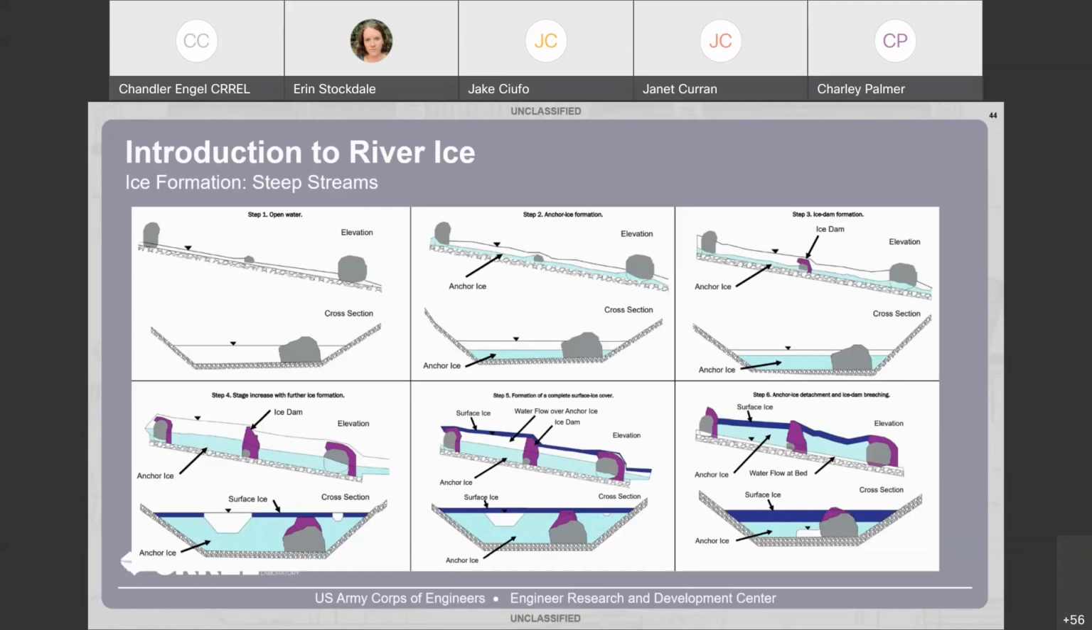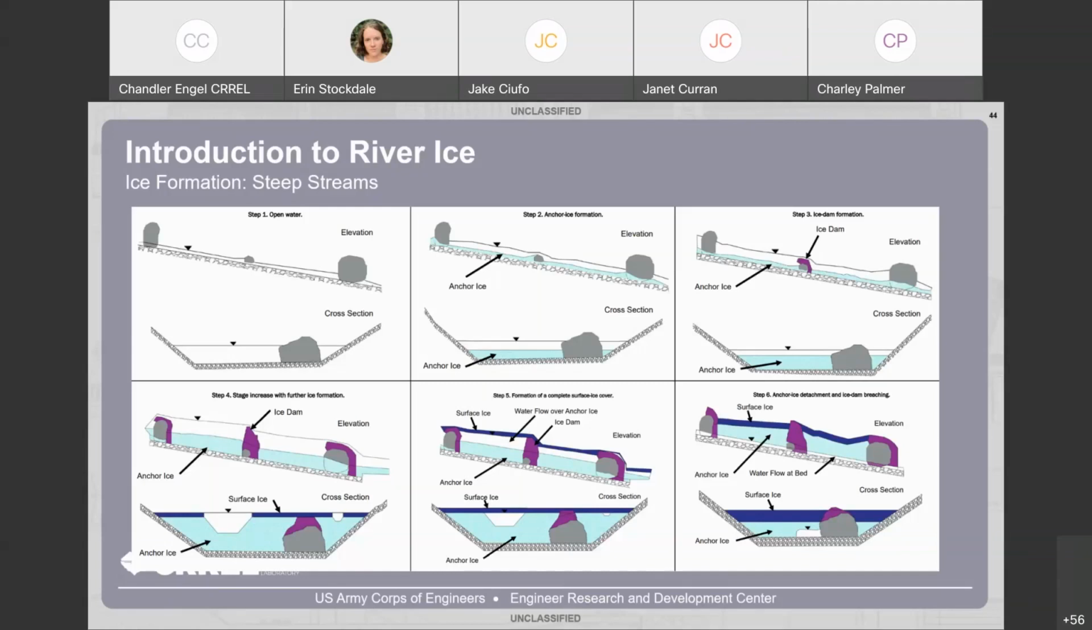Now moving down to the bottom left, in step four, we see that the ice dams grow and the stage of the stream continues to increase. At this point, there might be some out-of-bank flooding occurring even with pretty low flow conditions, because we've got a lot of ice in the channel now and there's not as much area for the water to flow.